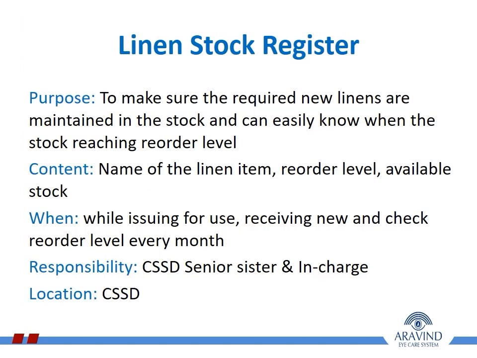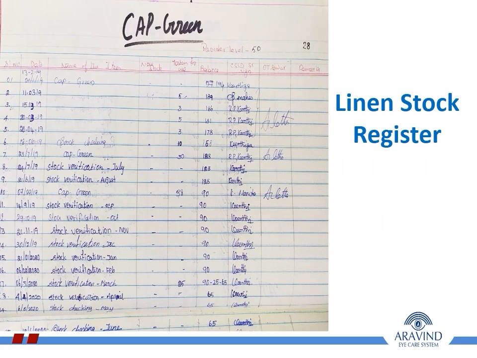The linen stock register. The purpose of this register is to make sure the required new linens are maintained in the stock and can easily know when the stock is reaching its reorder level. It contains name of the linen item, reorder level and available stock. It is done while issuing for use, receiving new, and check reorder level every month. An example of the linen stock register is shown in this picture.